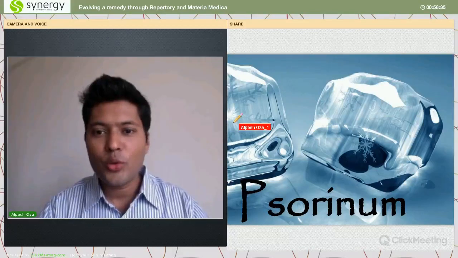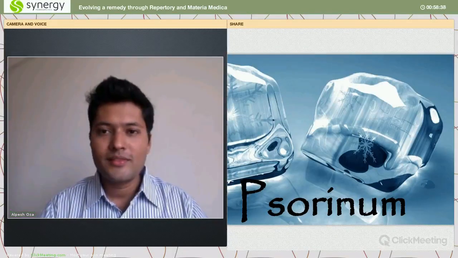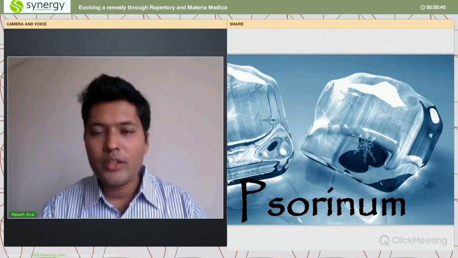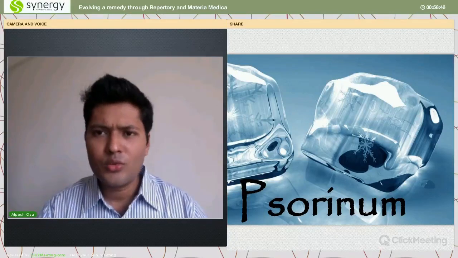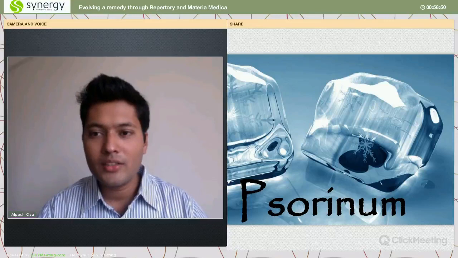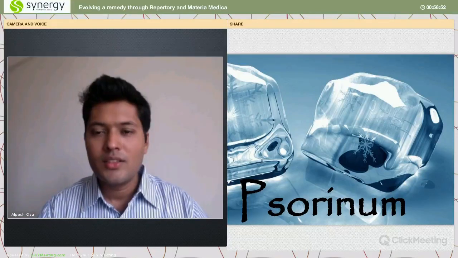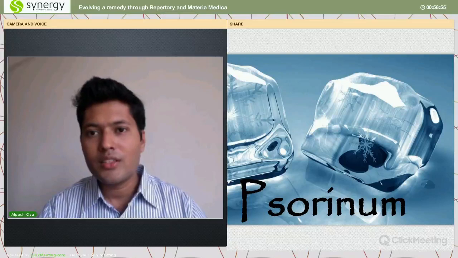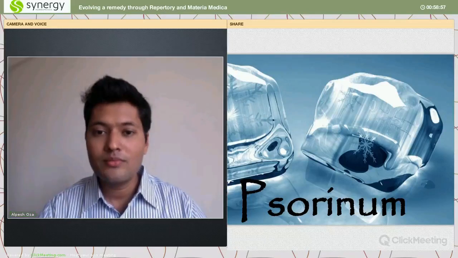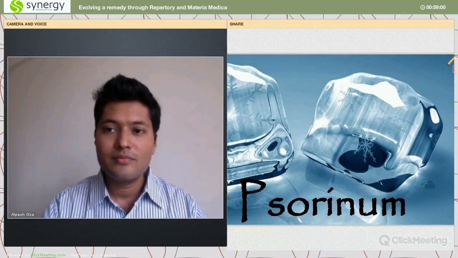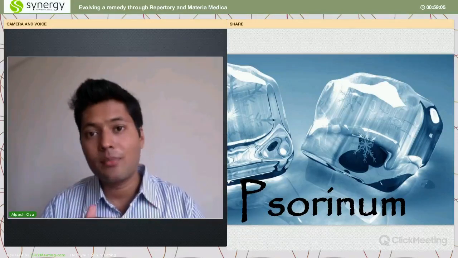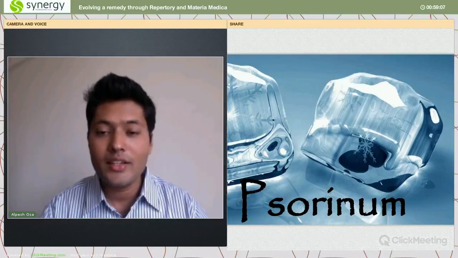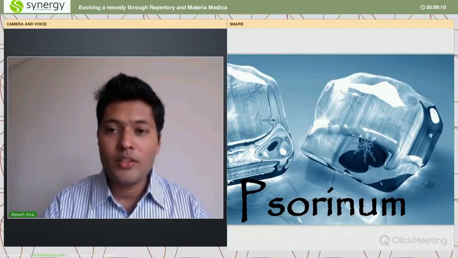Let us explore the remedy Psorinum today. All know it is a very well proved remedy, but still we don't find much prescription of Psorinum in our daily practice. So the main idea is to understand the theme of Psorinum. So let us study step by step the different ideas about this remedy Psorinum.